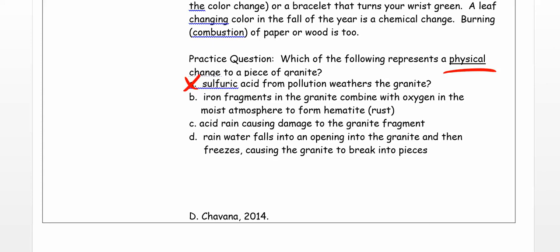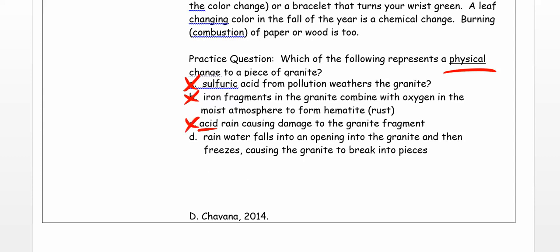Iron fragments in the granite combine with oxygen in the moist atmosphere to form hematite or rust. Well, here we have a new substance forming, so that's a chemical change, right? So that's not going to be the answer either. Acid rain causing damage to the granite. Well, the fact that you have an acid, that's a chemical, right? So when you're taking a chemical and changing granite, that's going to be a chemical change as well. Let's hope the last one is the correct answer.